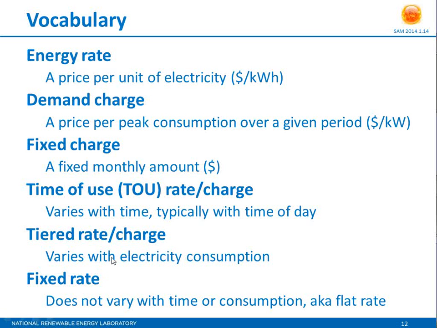There are tiered rates and charges. These are rates that vary with electricity consumption. That might mean that you pay one rate for anything up to some number of kilowatt hours per month that you consume. For example, here in Portland, I pay one rate for anything that I consume up to 1,000 kilowatt hours per month, and anything that I consume above that amount, I pay a second higher rate. That's to encourage people to use less electricity. And then there's a fixed rate or flat rate. That's what we just looked at. That's a rate that doesn't vary with time or consumption.